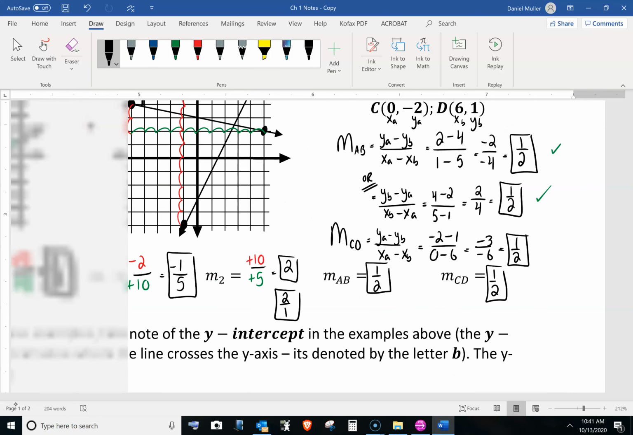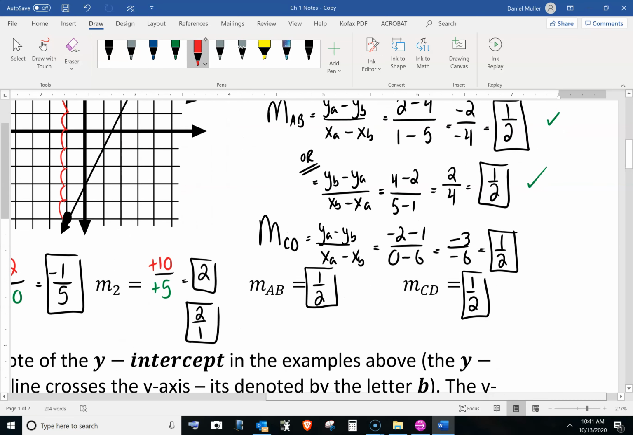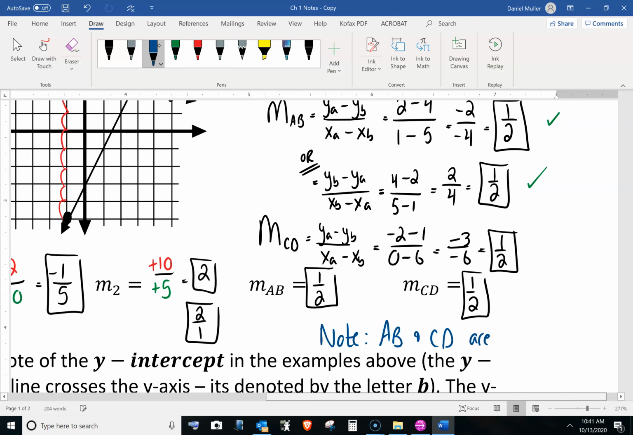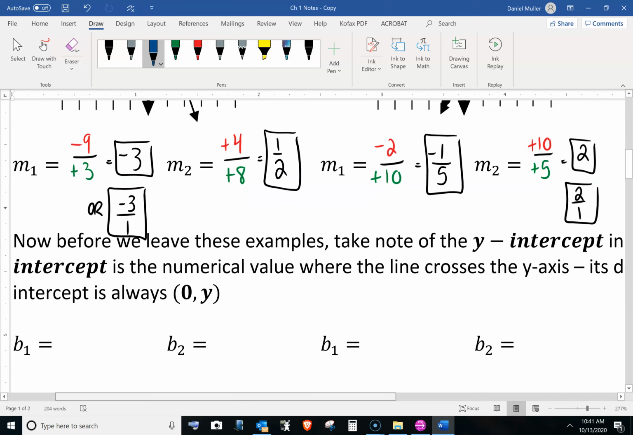Now, it is worth mentioning here that both of these slopes are the same, so we could make a special note here. Note that the line AB and the line CD are parallel. It didn't ask us for that. I'm just making a point to remember that if the slopes are the same, that means that these lines are parallel.